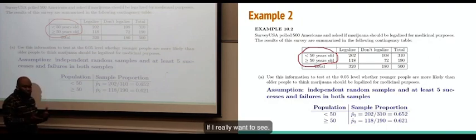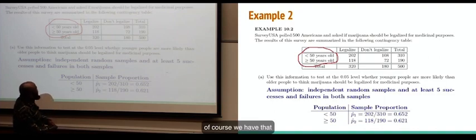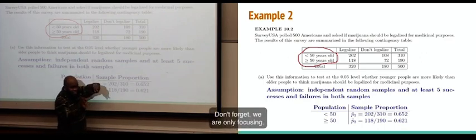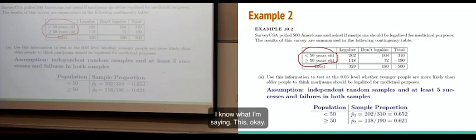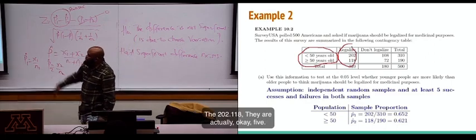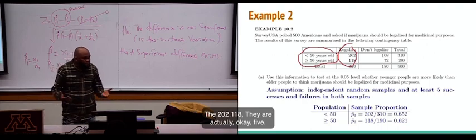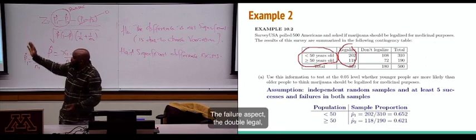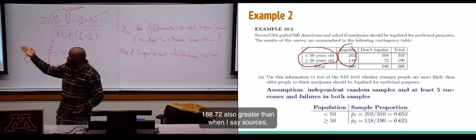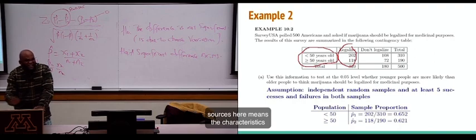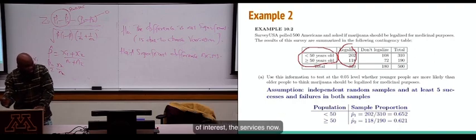If I really want to see, of course, we have that, because when you take a look at the numbers, 202. Don't forget, we are only focusing. I need you to pay attention. I know why I'm saying this. Now, I need you to look at this. You see the two, right? The 202 and 118 are actually more than 5. That is the success aspect. The failure aspect, they don't legalize, say 108 and 72, also greater than 5. When I say success here, it means the characteristic of interest. Does that make sense now?